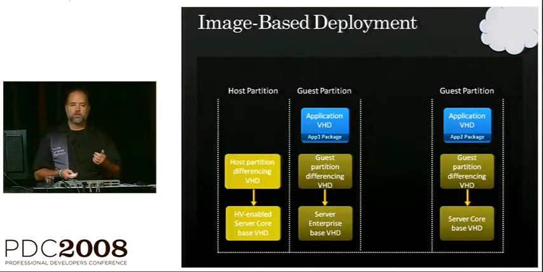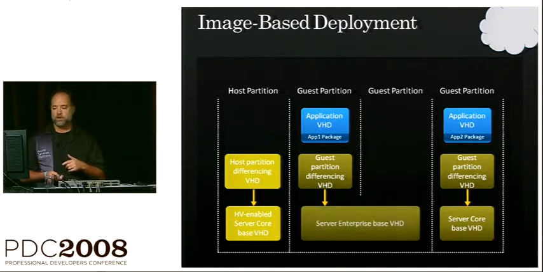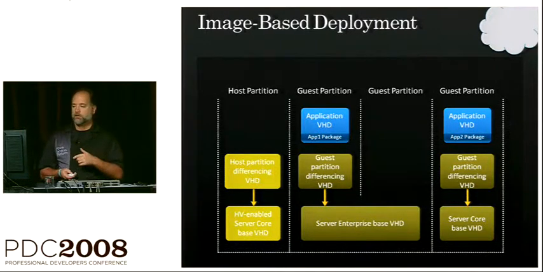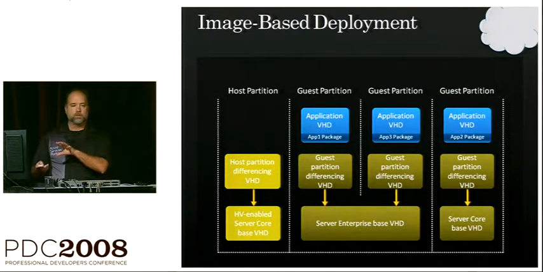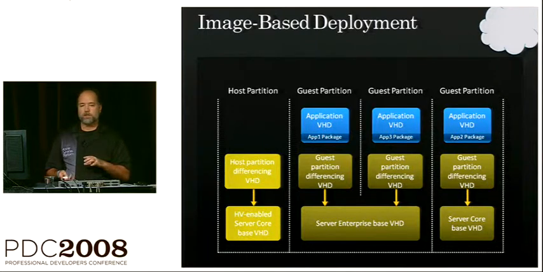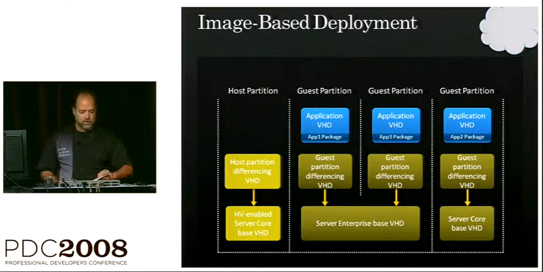Now, let's do a third virtual machine, this time with server enterprise again. Because the base VHD is read-only, we can share the VHD among the two virtual machines that are running server enterprise. The rest of the steps are the same, as you can see. This is very important to us. It means that we don't have to make a copy of this huge, and it really is huge, operating system VHD for every virtual machine. We can share the VHDs.